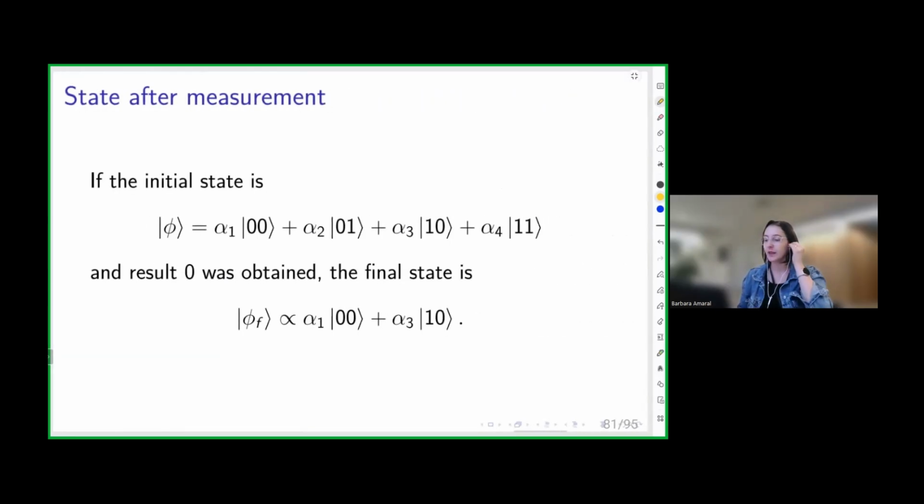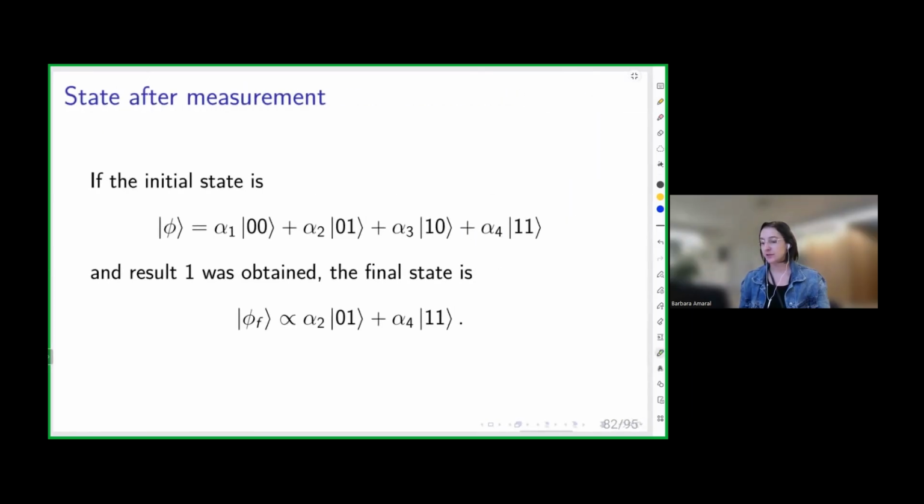Okay. Again, the final states are the projections of the initial state in the eigenspaces. And because they are two-dimensional, it will depend on the initial state, okay?